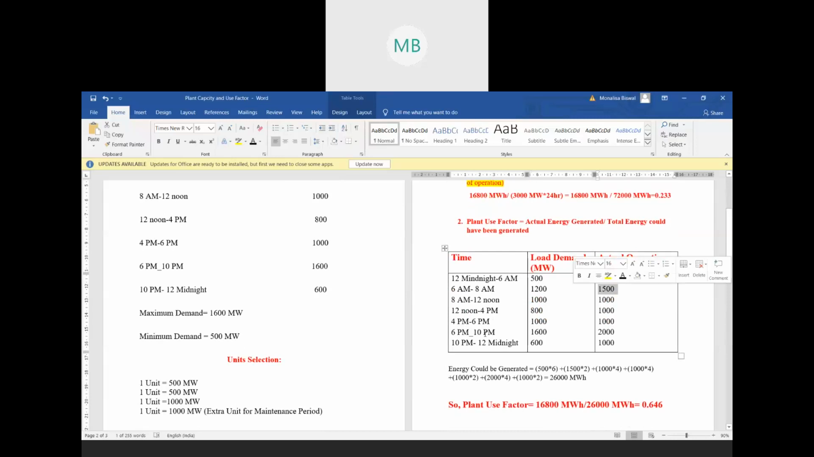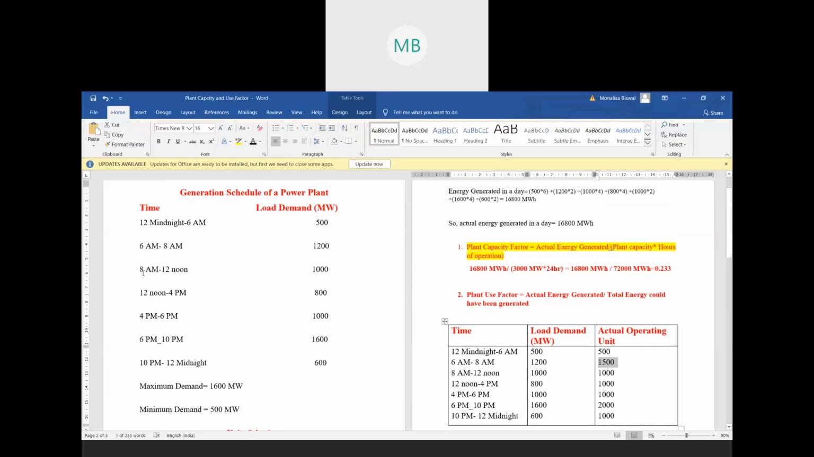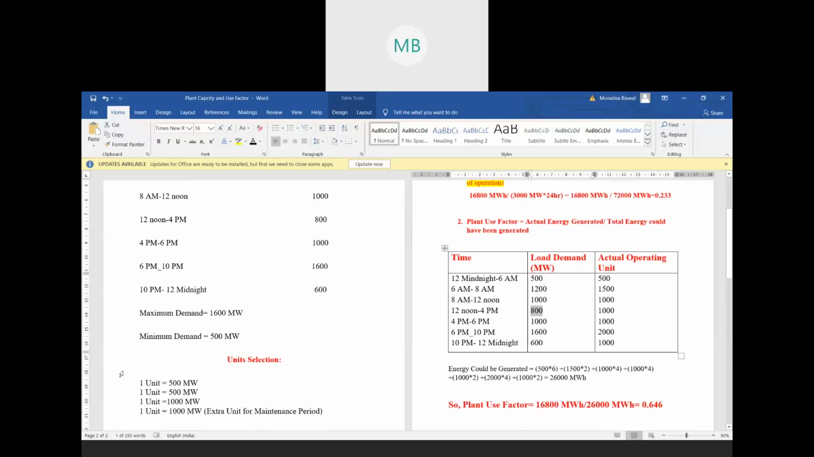Again, from 8 a.m. to 12 noon, for the 1000 megawatt demand, I have to run only one unit, so I could have generated at that time 1000 megawatt. Then for 12 to 4, the demand is 800 megawatt, but at that time I have to run a 1000 megawatt unit. Maximum I can generate up to 1000 megawatt, but my demand is 800 megawatt, so that's why I have generated only 800 megawatt. From 6 to 8 p.m., my demand is 1000 megawatt, and the actual unit operation will be 1000 megawatt capacity.